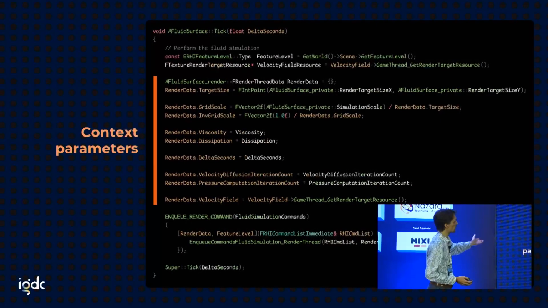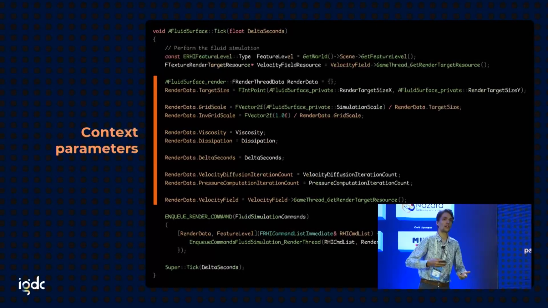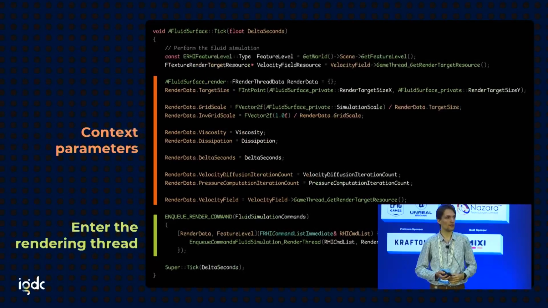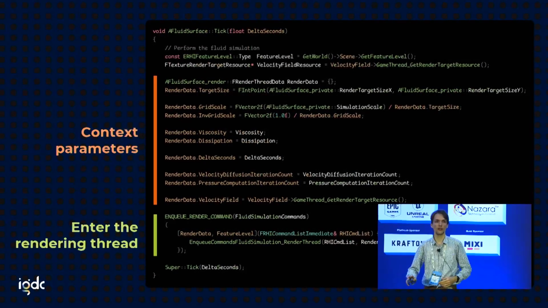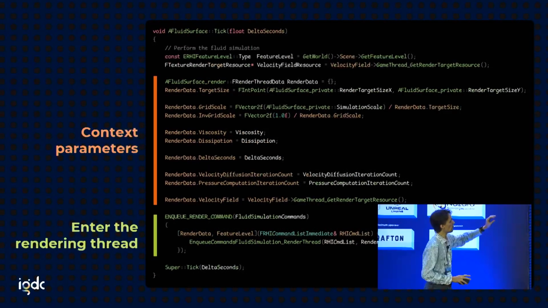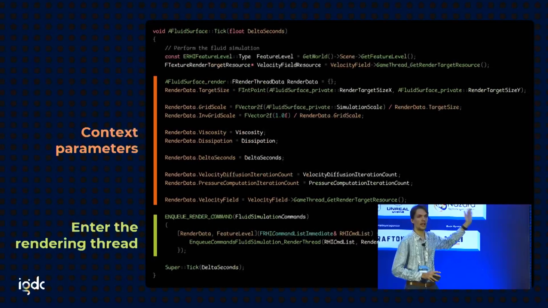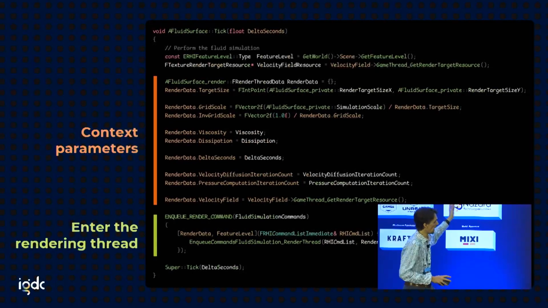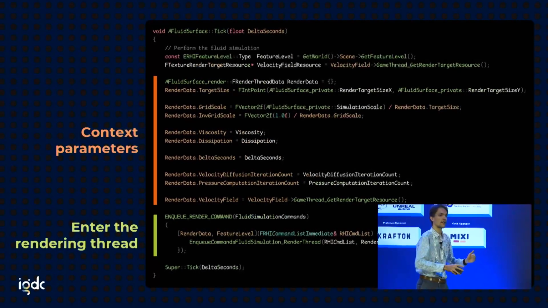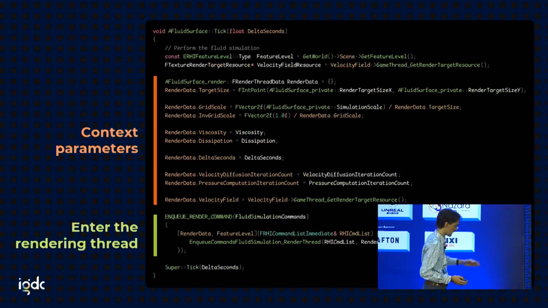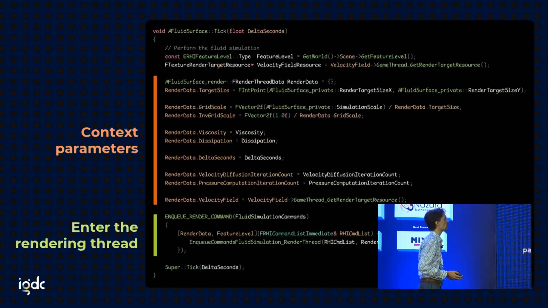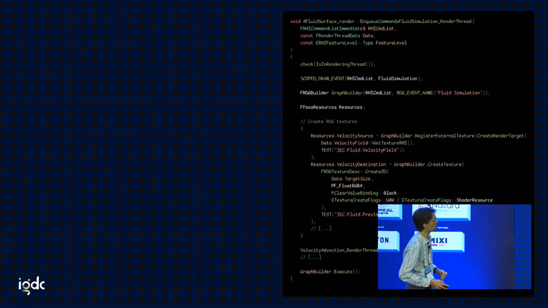So let's start by defining some context parameters. In that case, viscosity, dissipation, all the kind of things you may find in your fluid simulation. And we pack all of that, and we send that to our rendering thread. Right? You see at the top, we are in the onTick function. We are in the actor, and that is living on the game thread. And now we need to pass all that data and start the execution on the rendering thread because we are doing some rendering stuff. Enqueue render command, we find it again, and we have a little function that we are calling. So let's bring that function.